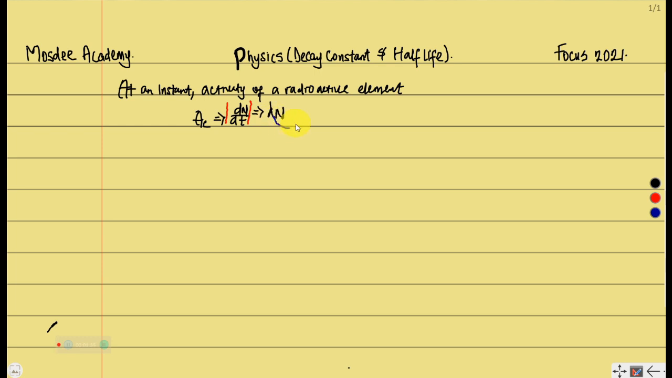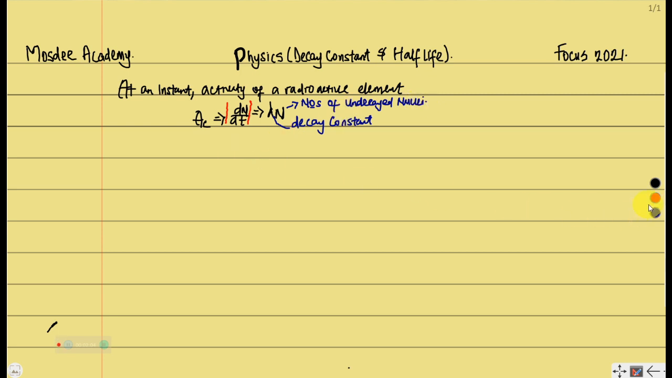This lambda here, guys, is what we call the decay constant. So always keep that in mind. Under the topic of radioactivity, lambda is called the decay constant and not your wavelength. Similarly, the N here stands for the number of undecayed nuclei. So these are things you need to keep in mind.